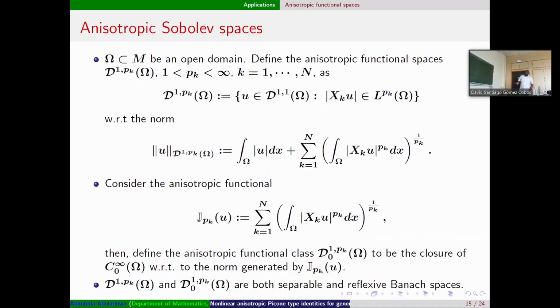Now, if we have this functional, we can define the anisotropic functional class D1pk 0 to be the closure of C infinity knot with respect to the norm generated by this functional. This is what we are going to make use of in the application I want to present next. Clearly, you can prove that both D1pk and D1pk knot, with respect to this norm and the other one, are separable and reflexive Banach spaces. So yes, the normal way of proving works fine, and then we get that.